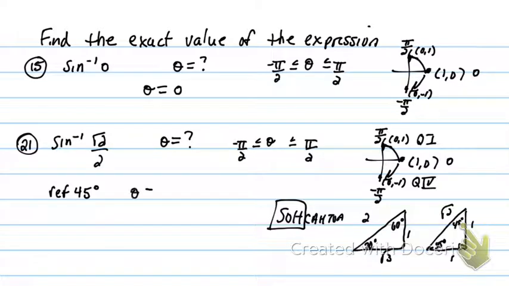Okay, so what's our theta? Pi fourths would be in quadrant 1. Am I right? 45 degrees is pi fourths. Make sense? Seems easy enough? Okay. All right. It's just the restrictions. That's the only thing.